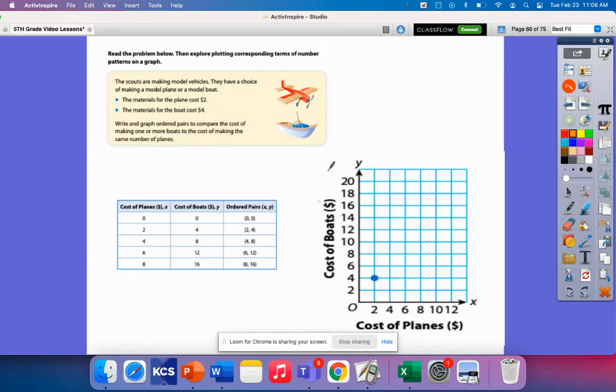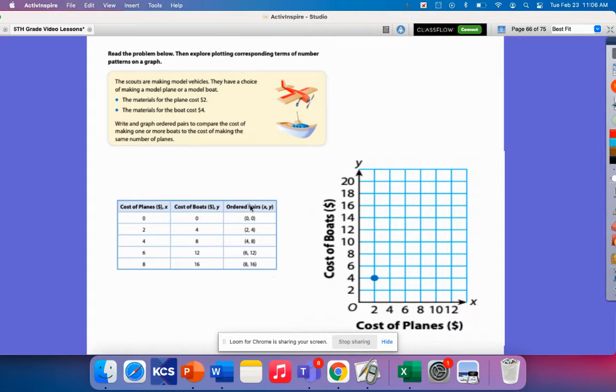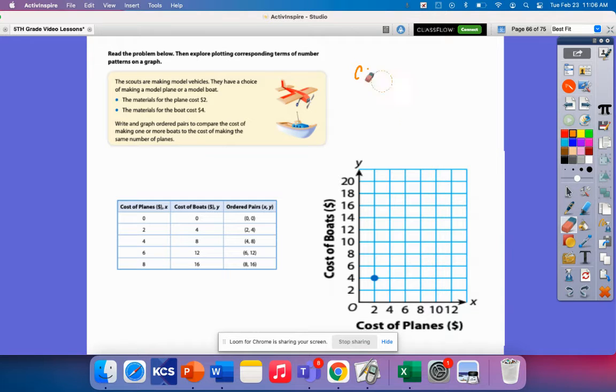Now, in the previous lesson, we had already filled out our ordered pairs here. We also talked about the patterns that we noticed. So now we're going to take that and transfer it to plotting these ordered pairs on our coordinate plane. Now, just know that a coordinate, actually, let me type this.